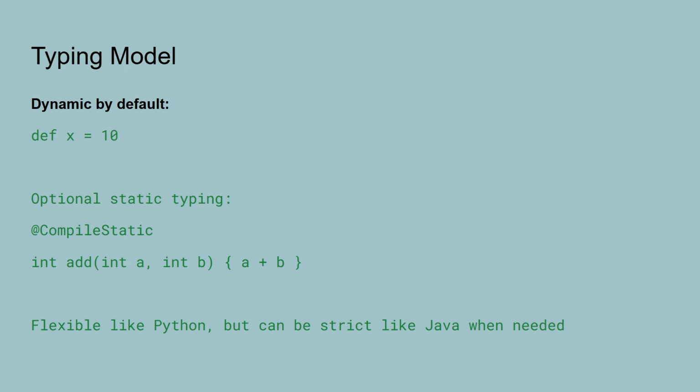Groovy is dynamically typed by default. That means you can declare variables with def and their types will be determined at runtime. But Groovy also supports optional static typing. You can annotate functions or classes with CompileStatic to enforce strong type checking and get Java-like performance. This gives you the best of both worlds, the flexibility of Python and the safety and speed of Java when you need it.